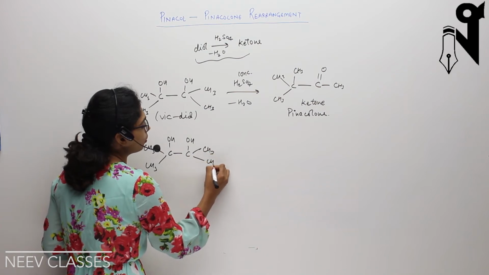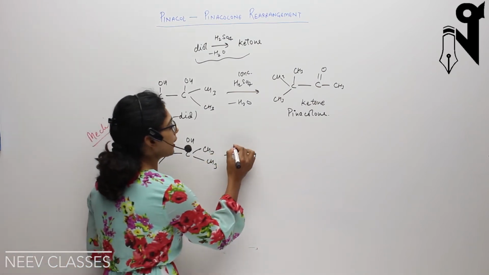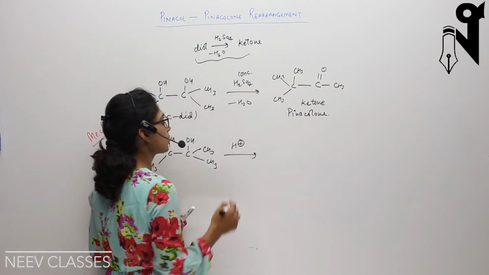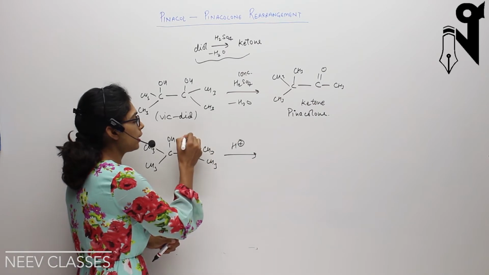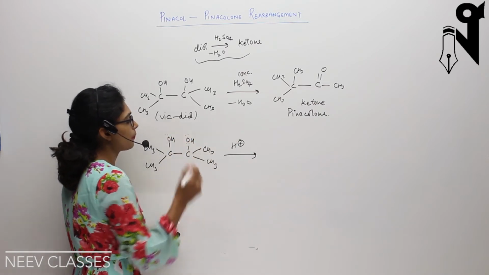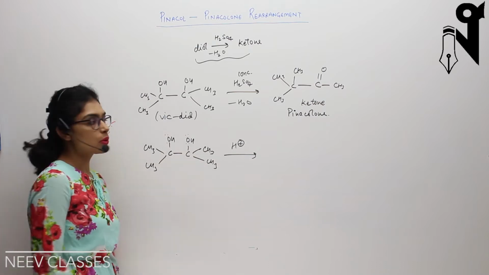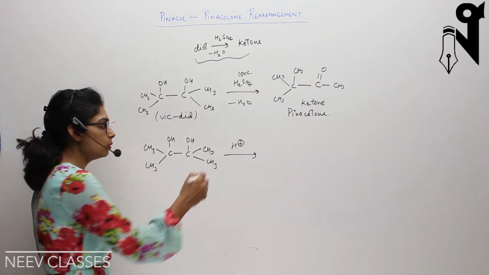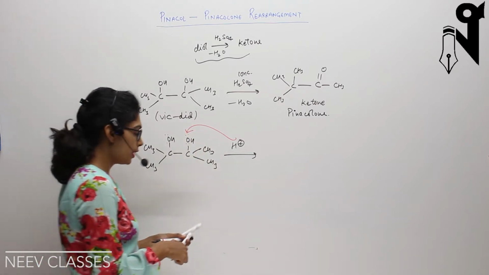Now as we already know that H2SO4 is present over here, hence we will get H plus to attack. So this H plus will attack on either of the oxygens of the alcohols present here. This particular compound is symmetric, so it really doesn't matter where H plus will go. So let's say H plus goes over here and forms a protonated alcohol.